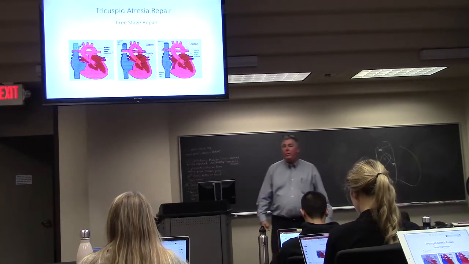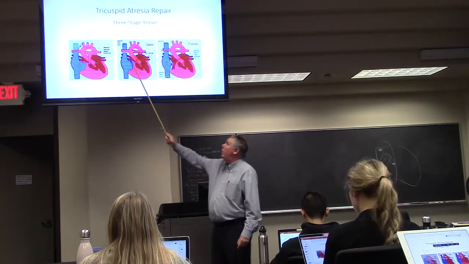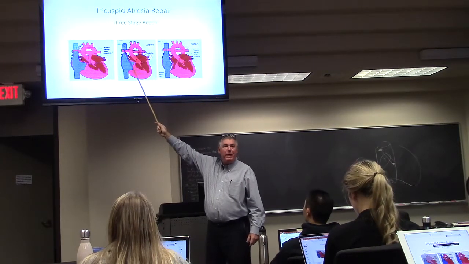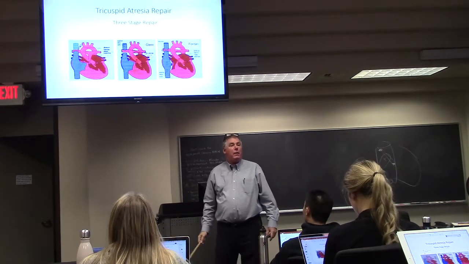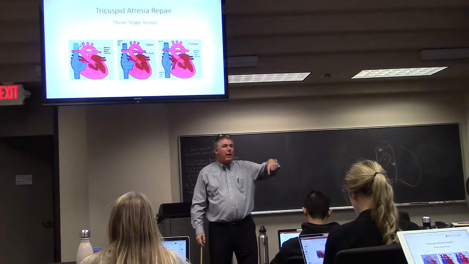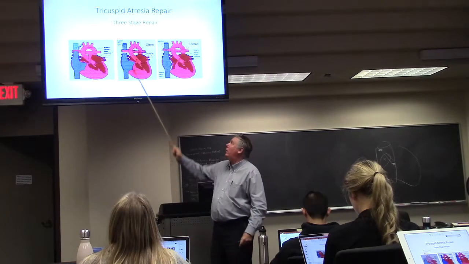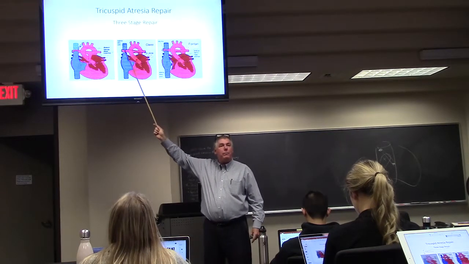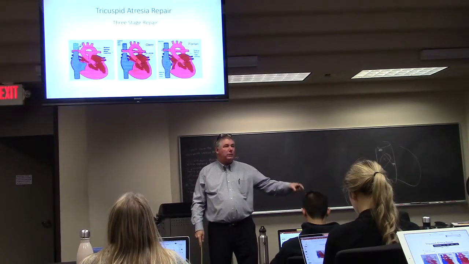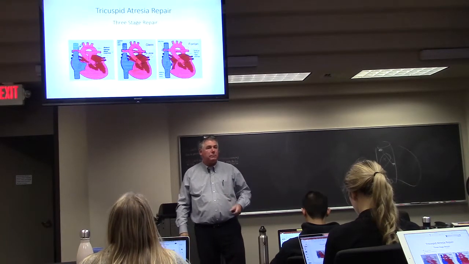It's kind of bizarre because it involves replumbing, moving the superior vena cava from the right atrium and anastomosing it with the pulmonary artery in order to increase blood flow to the lungs and increase oxygenation.